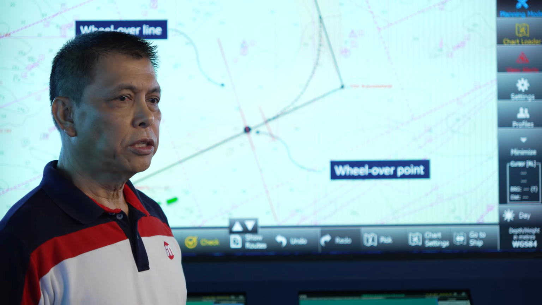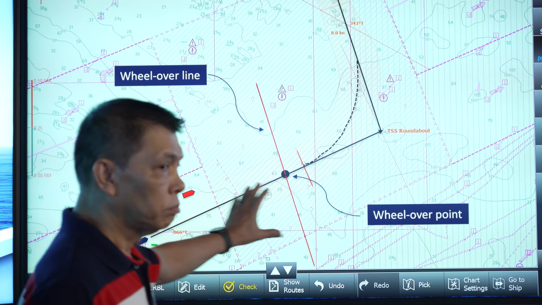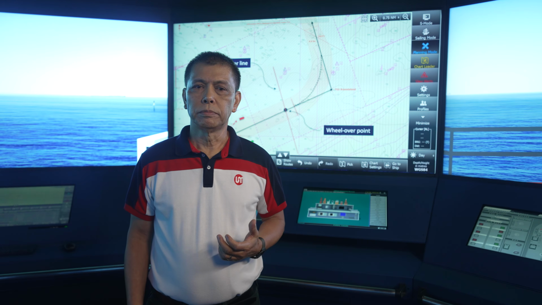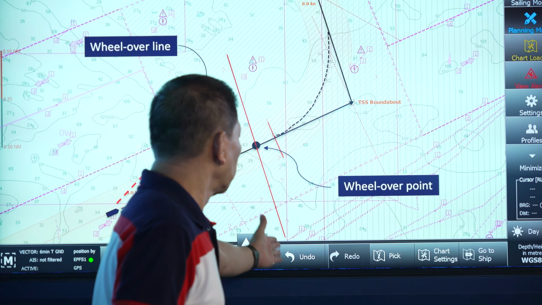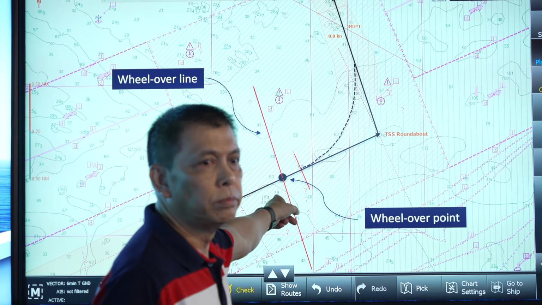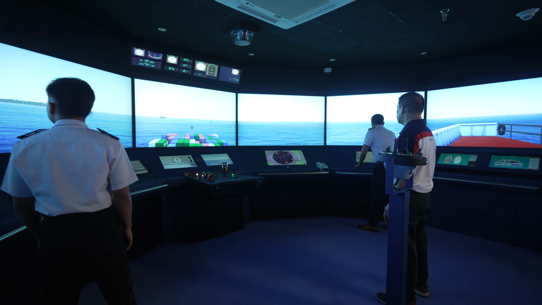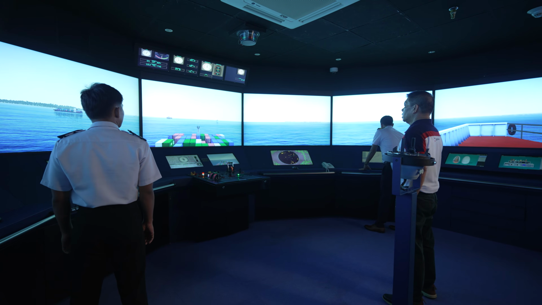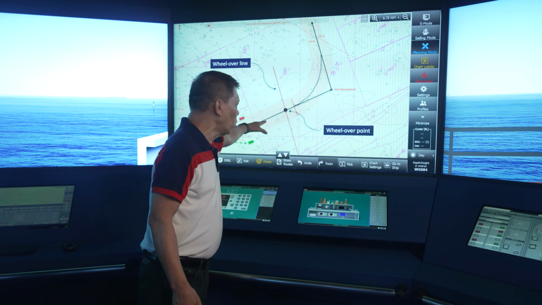If the ship drifted away from the planned track, what action should the navigator take? What is the purpose of the wheel over line? The wheel over line is drawn parallel to the next course line over the wheel over point. It is helpful if the ship drifts to either side of the intended course line. It does not make sense to go back to the original course just to be able to turn the ship at precisely the point at which the original course line intersects the wheel over point.